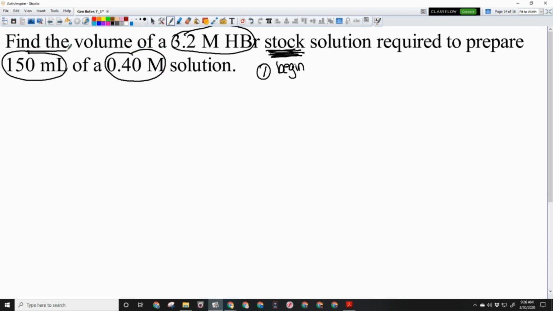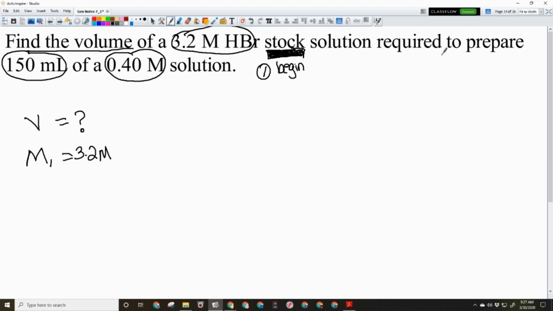Okay, so it says find the volume. So we're going to be looking for a V. We don't know which V yet. We're going to figure that out, but we're going to look for the V. All right, so let's list this out. So we have a 3.2 molar solution, that's molarity, and it's a stock solution. So right off the bat, you can figure that that's going to be a 1. Remember, that's a key word in these problems, a stock solution. If you see that, you can automatically put a 1 there. That's a stock.